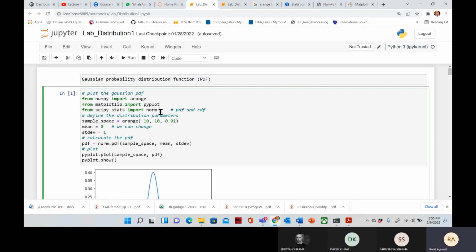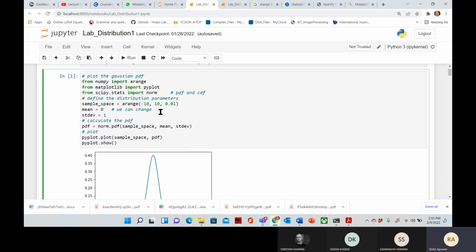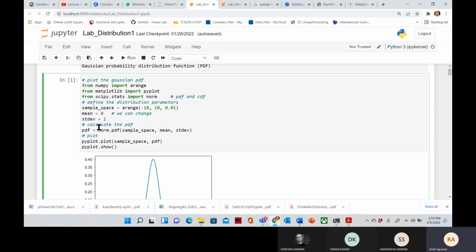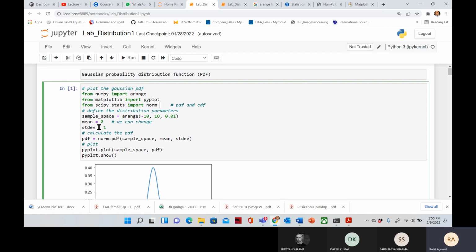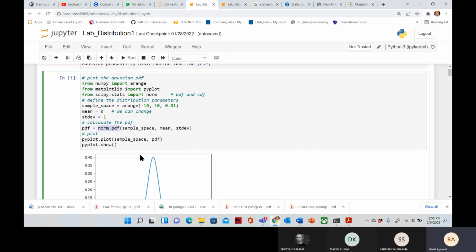Yes, sir. Okay. Due to the limitations, we are not able to learn each library in detail. So what was the first question? We need to plot the probability density function of the Gaussian distribution. Okay? For this Gaussian distribution we have norm, and under norm we will have pdf, which is called the probability density function. We just need to pass three parameters. First parameter is the data point, second parameter is the mean, and third parameter is the standard deviation.